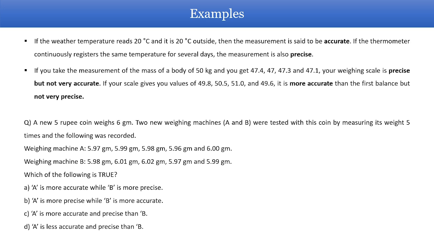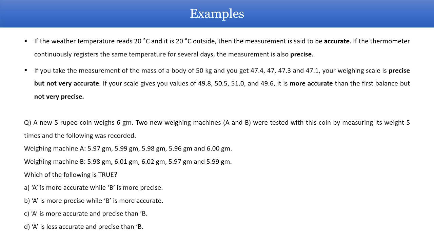So this is another example which says if the weather temperature reaches 20 degrees and it is 20 degrees outside, we can call it accurate. But if the thermometer continuously registers the same temperature for several days, and that is 20 degrees, we also call it precise. But if the thermometer is not registering the same temperature, maybe it's registering about 25 degrees, then we call it the error of the thermometer, or the error of an instrument.